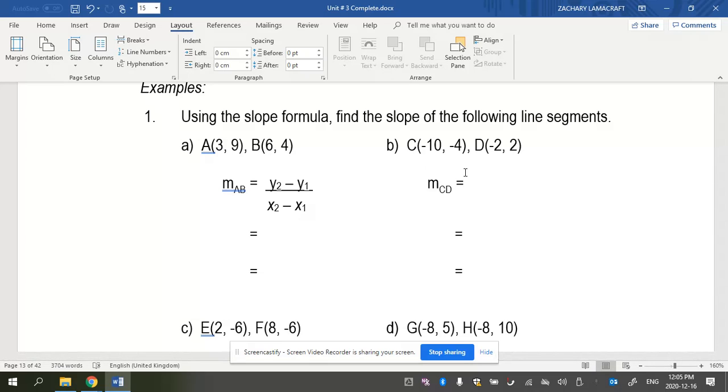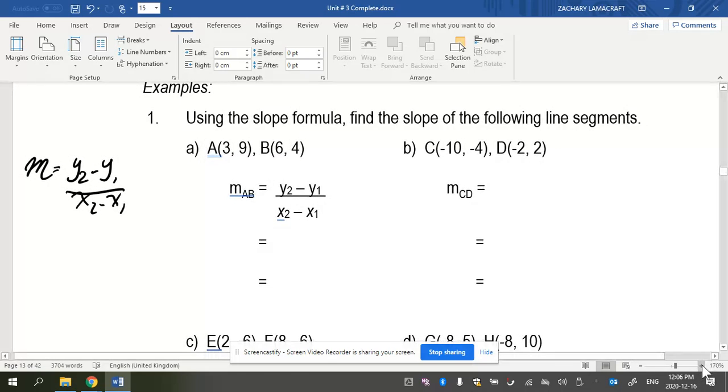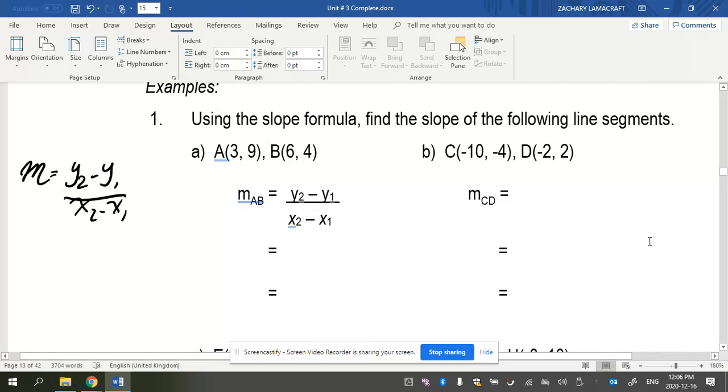The important thing you need to do is, number one, write our equation, which is y2 minus y1 over x2 minus x1. That's one thing you should put at the top of your page. The second thing you need to do is figure out which one's going to be point 1 and which one's going to be point 2. Typically I just go in alphabetical order: this is point 1, this is point 2. It makes it way easier. First one is point 1, the second one's point 2.